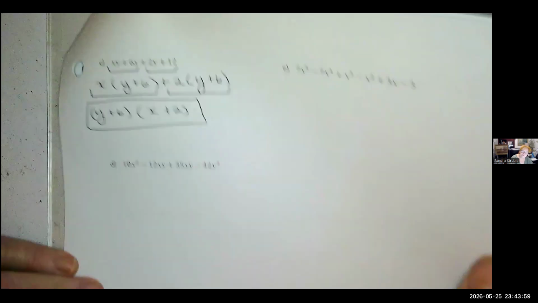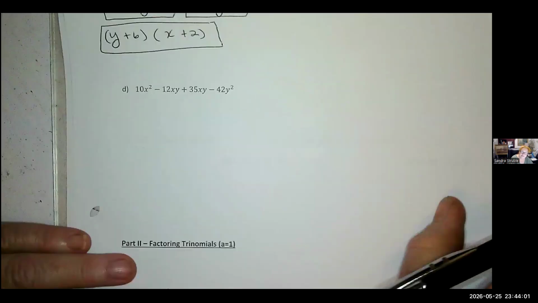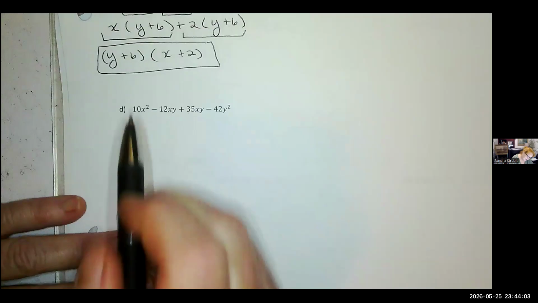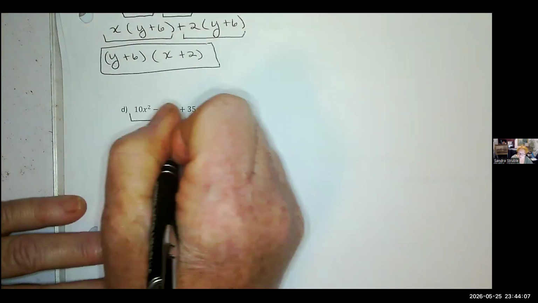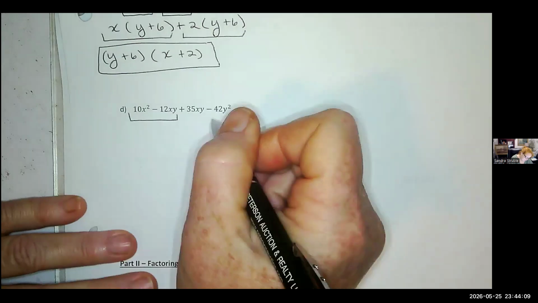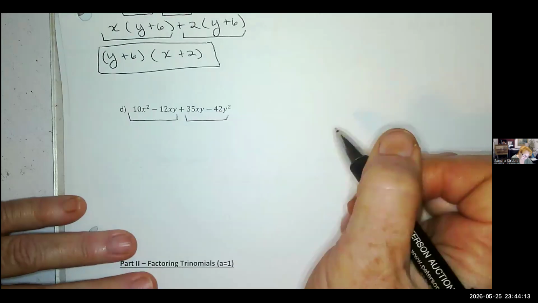Why don't you pause the video and attempt this next one yourself. Looking at the first two terms, what do they have in common that you can factor out? And then the second two terms, what do they have in common? Do that, and then go from there.